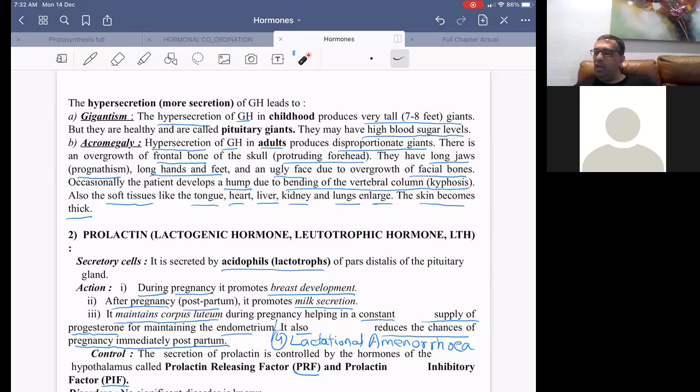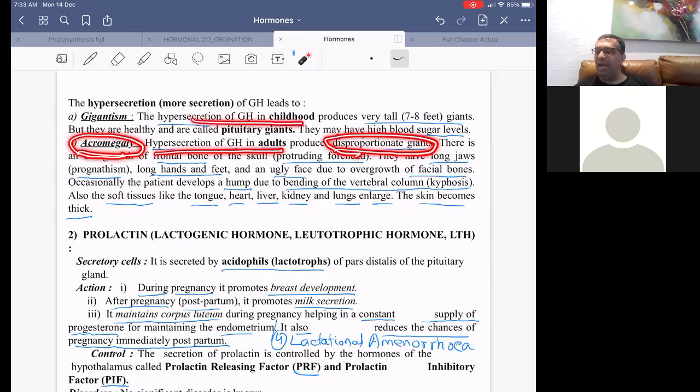Kyphosis हो जाता है, and soft tissues, tongue, heart, liver, kidney, lungs enlarge, skin becomes thick. हाँ, so again heart enlarges, soft tissues enlarge, protein synthesis, but this time it is disproportionate, क्योंकि हाइट तो नहीं बढ़ रही है लेकिन हार्ट बड़ा हो रहा है. So you have a bigger heart in a normal volume body, bigger lungs, etc. So these are disproportionate giants. So hypersecretion of growth hormone in adults produces disproportionate giants, which are called as acromegalics.